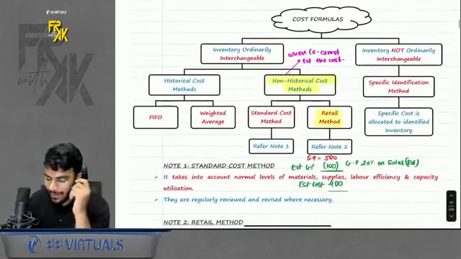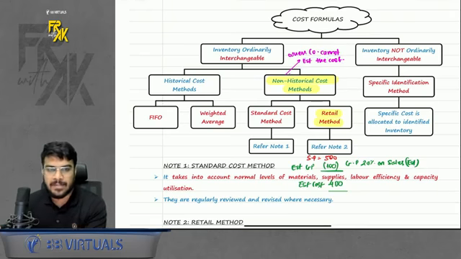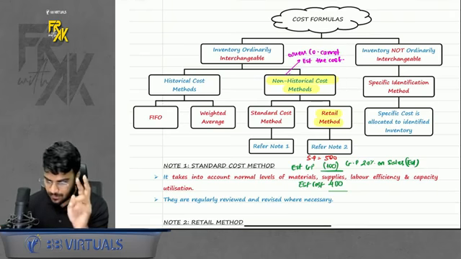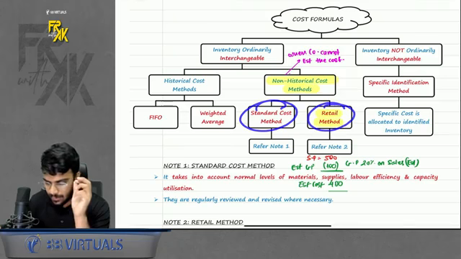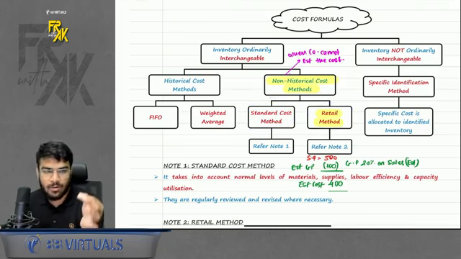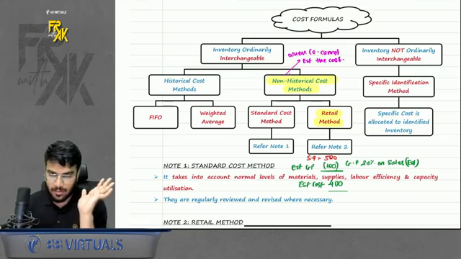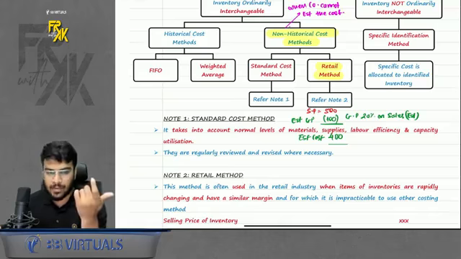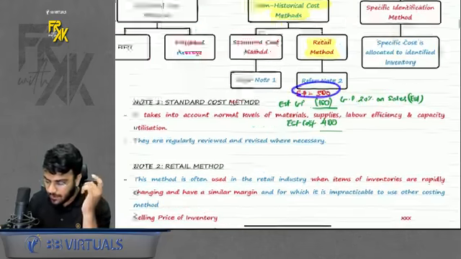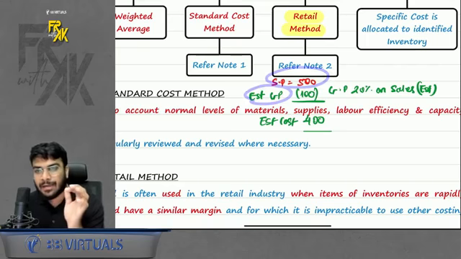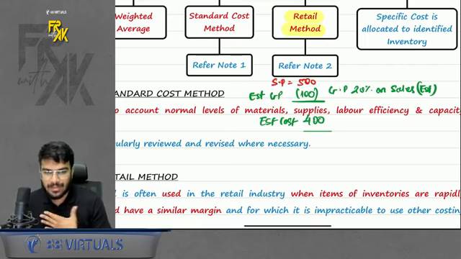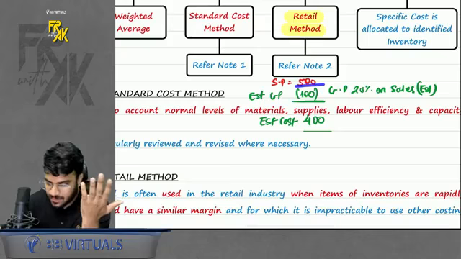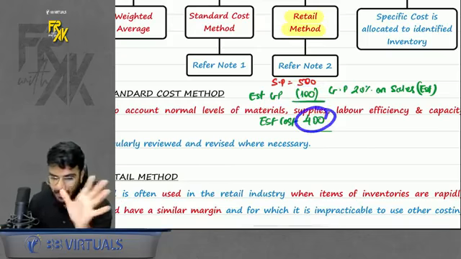But sometimes estimating the cost itself becomes difficult. In that case, you have two methods: standard cost method and retail method. In the standard cost method, we apply the standard costing technique, which we learn in the costing chapter, right? In the retail method, what do we do? We do a reverse calculation. We have the sales figure. We calculate the estimated gross margin in our business. Estimated. So from the selling price, you will deduct the GP, and you will get the estimated cost.